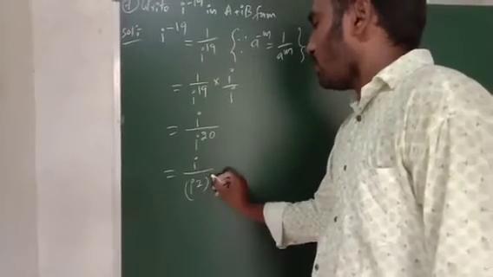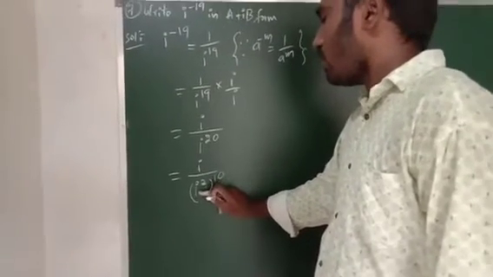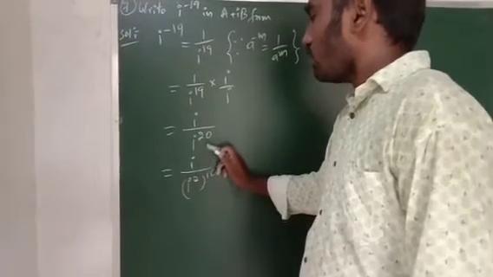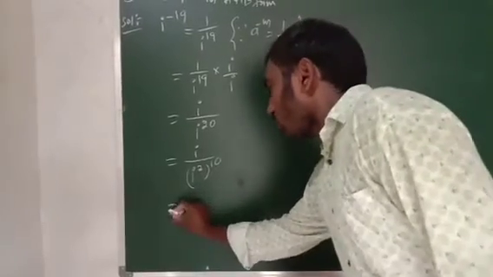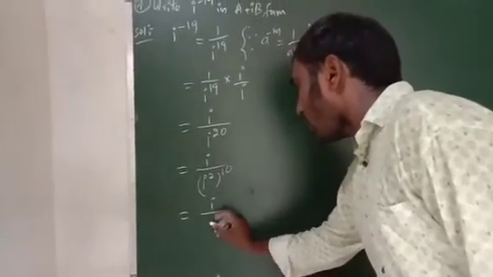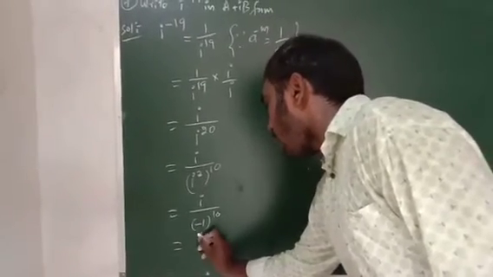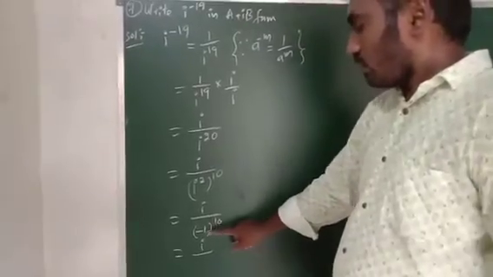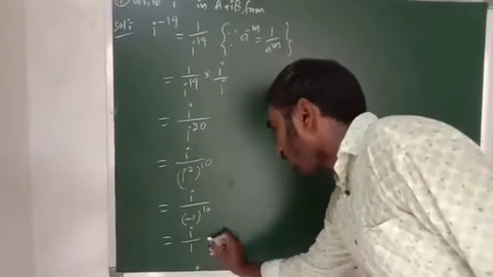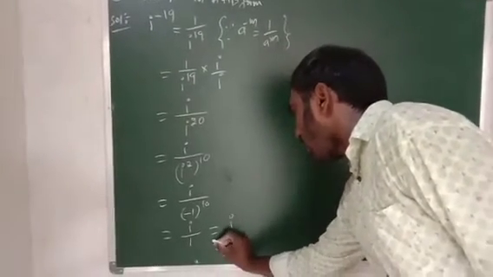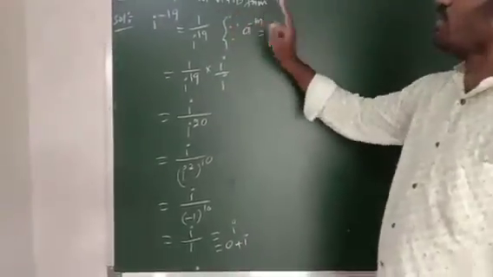So this is equal to i by i power 20, which can be written in the form of i square to the power of 10, that is i power 2 whole power 10. Why? Because we have the value for i square, so that's why we are converting this i power 20 into i square to the power of 10. So this is equal to i by minus 1 to the power of 10. The power is even, so minus becomes plus, and minus 1 to the power of 10 becomes 1. So this is equal to i by 1, which is i. This can be written as 0 plus i. Now it is in the form of a plus ib.